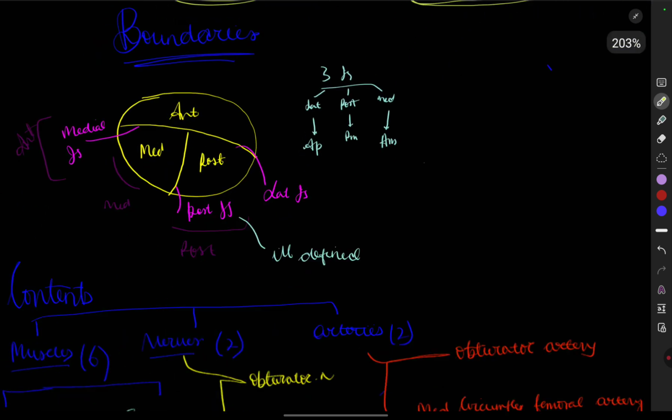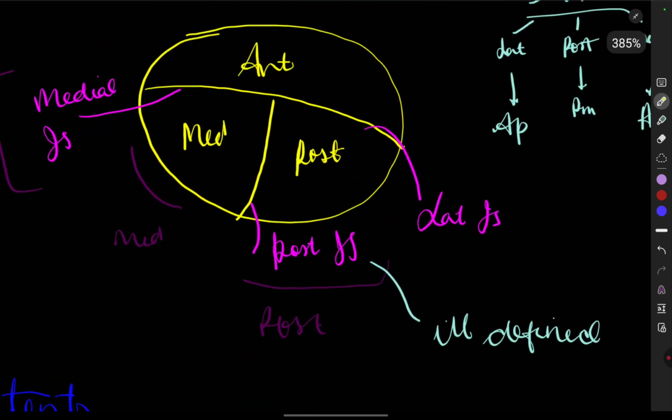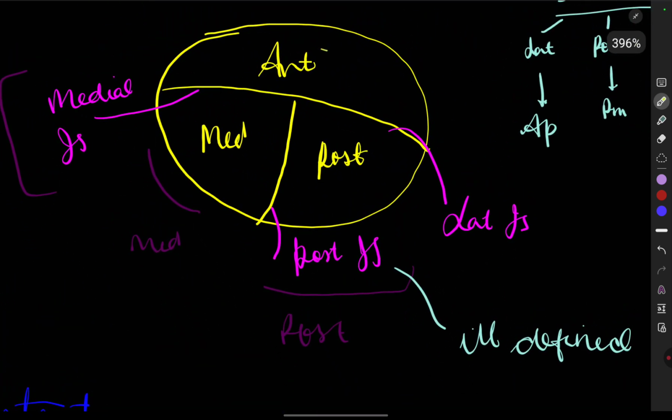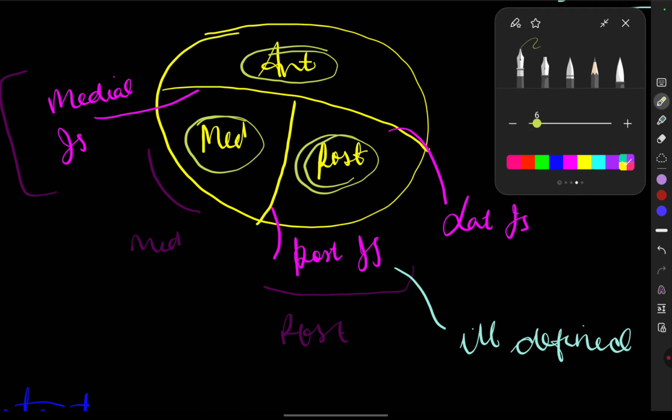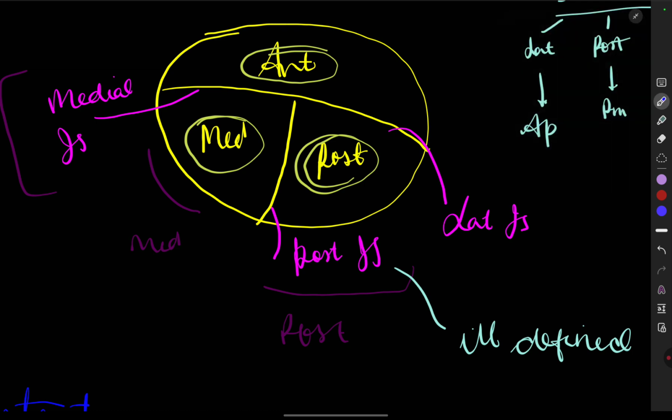Now what are the boundaries? Let's see the boundaries. As we all know, this is the anterior compartment, this is the medial compartment and the posterior compartment of the thigh when you take a transverse section. It has walls, or the intermuscular septums. There are 3 intermuscular septums: the medial intermuscular septum, posterior intermuscular septum and the lateral intermuscular septum. Just remember that the posterior intermuscular septum is ill defined.